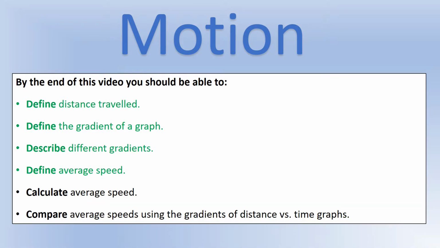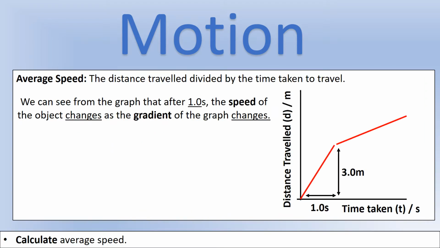So that's how we define average speed. Let's actually look at some example calculations for it. I've got a graph here which has essentially two straight line sections, and we can see that after 1 second the speed of the object changes because the gradient of the graph changes at that point. In the first section, we can calculate the average speed because the change in y, or the distance traveled, is 3 meters. The change in x, or the time taken, is 1 second. So 3 divided by 1 gives us an average speed of 3.0 meters per second in that time period.